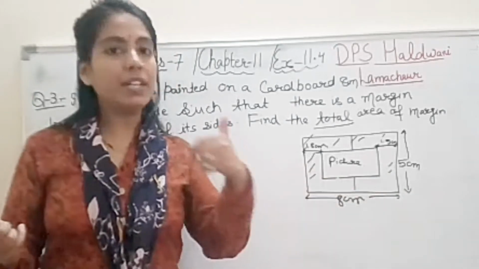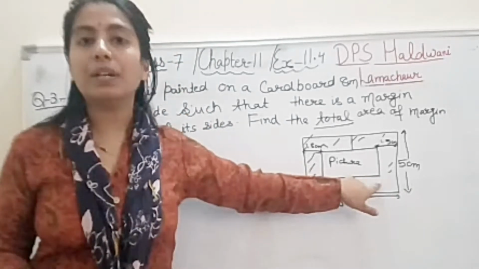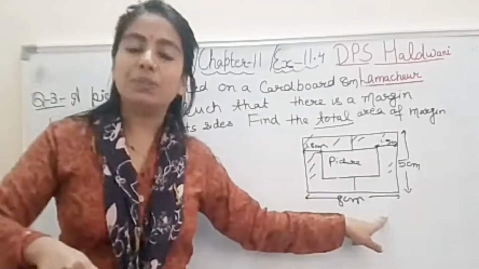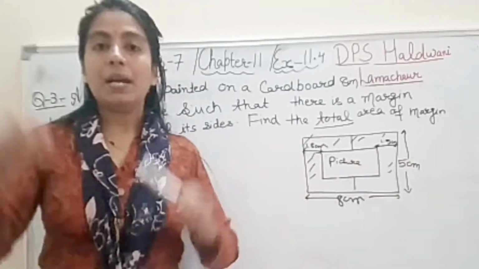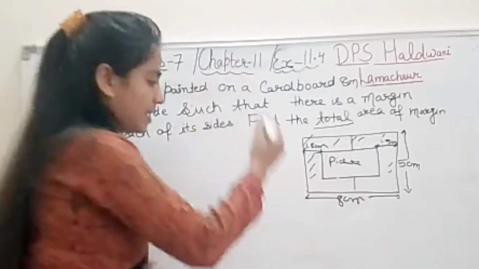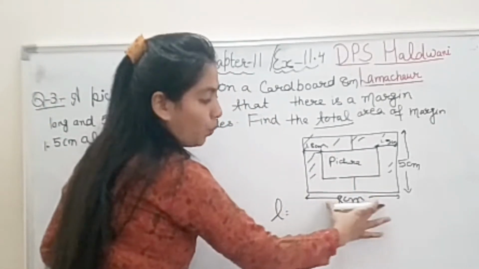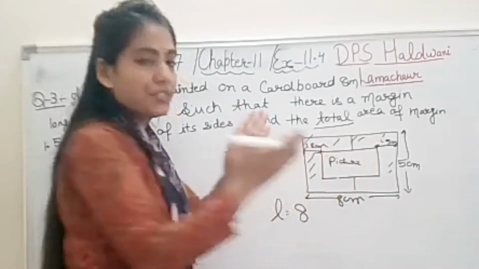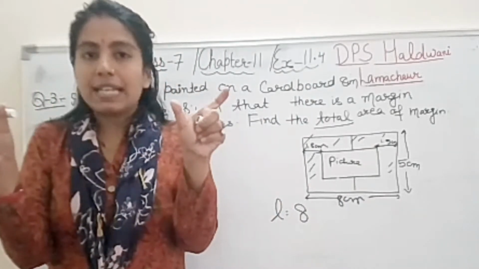In this question, the outside, bigger rectangle's length and breadth is given to you, not the smaller one. In the previous question, the smaller rectangle's length and breadth was given, and the outer one you found by adding on the left-hand side and right-hand side. But here, how will you find the picture's length and breadth? See the small picture. This total is given to you as 8. But the picture is only this much. So this much is extra.